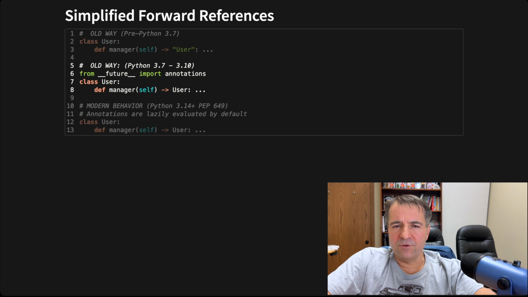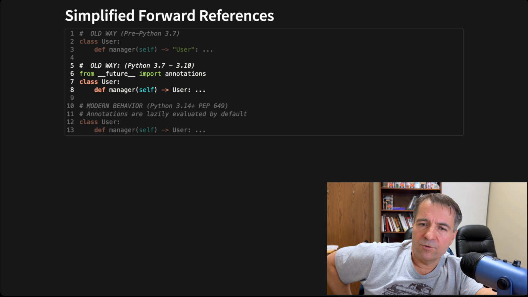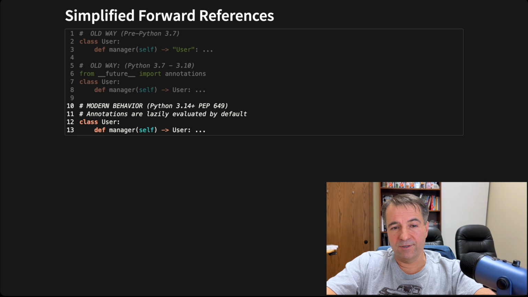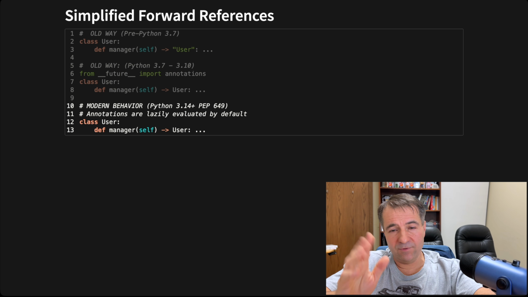Then in Python 3.7 to 3.13, you would have only had to do 'from __future__ import annotations', but that's not necessary from 3.14 anymore. You don't have to worry about __future__. It's lazily loaded now and it's all sorted. Way better, way better.